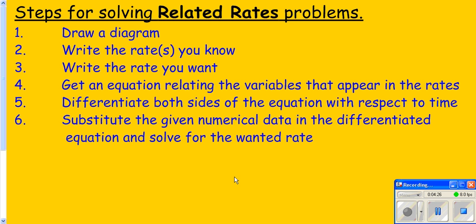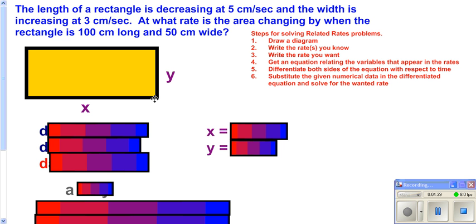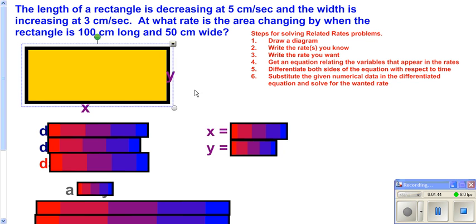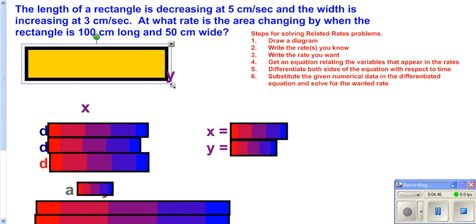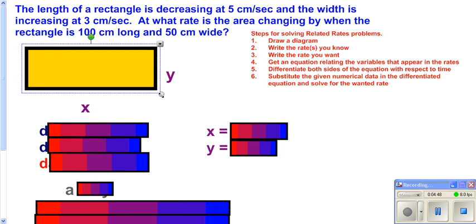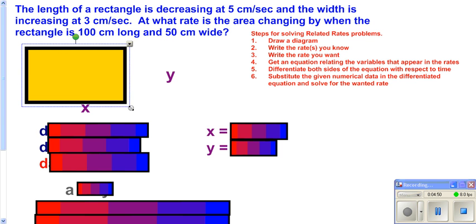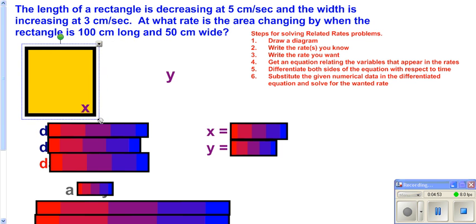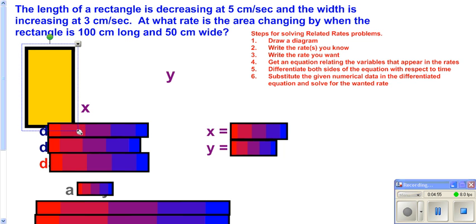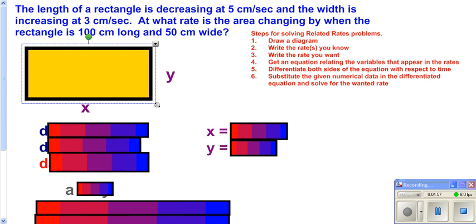These are the steps you're going to want to follow whenever you're solving a related rates problem. These are the steps that we followed on the last problem, and we're going to do these on pretty much all the next problems. Here we have a rectangle. Our rectangle has its length decreasing and its width increasing. So you can see as I do that, that the area changes.